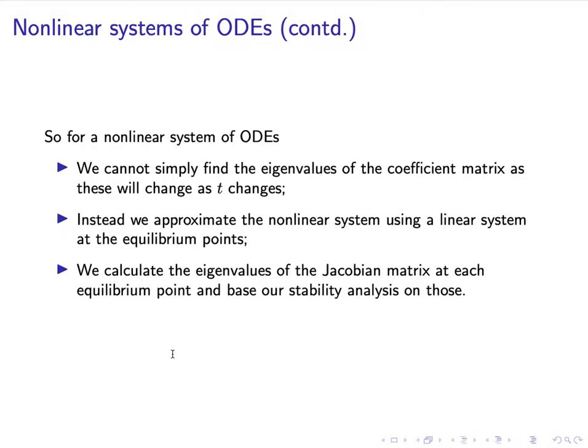So for a nonlinear system of ODEs, we can't find the eigenvalues of the coefficient matrix, as these will change as t changes. So we need to be stable for all values of t. So what we do is we approximate the nonlinear system using a linear system at the equilibrium points. And then we calculate the eigenvalues of the Jacobian matrix at the equilibrium points and base our stability analysis on those.